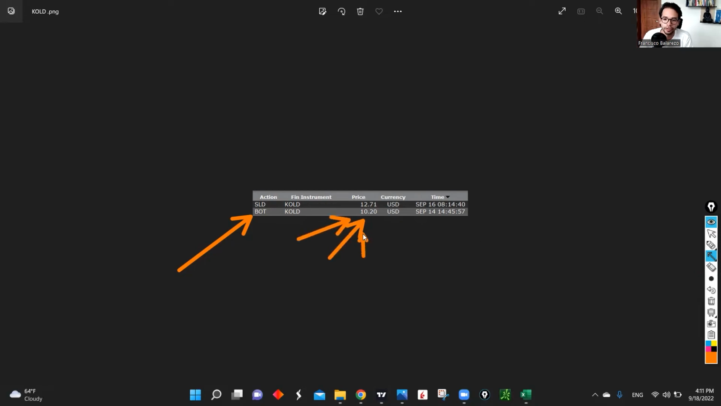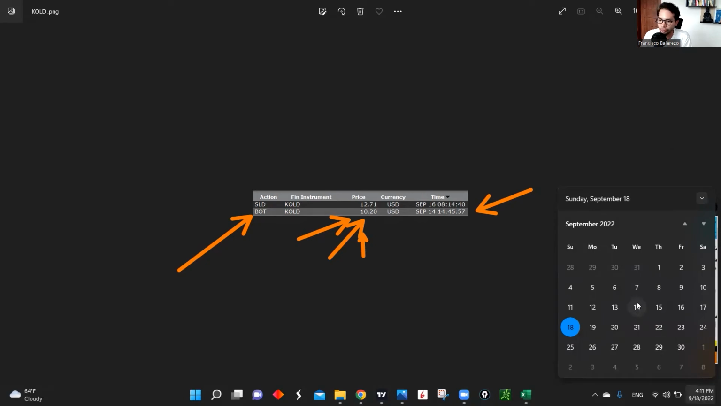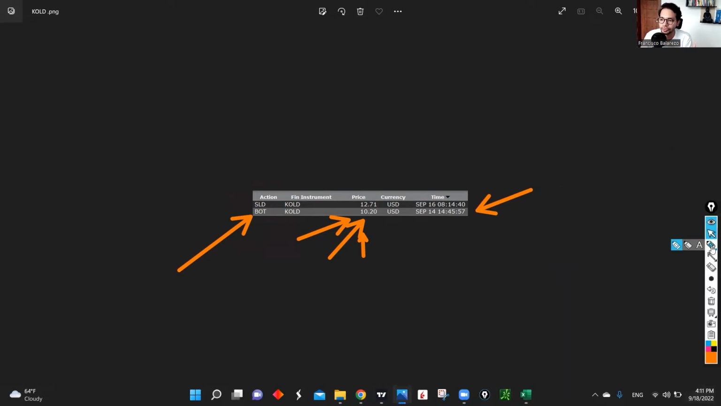That was the price that I bought it. And I bought it on September 14, which I think was on Wednesday. Let me check when September 14 was. September 14 was on Wednesday of last week. And you can see that I bought it.